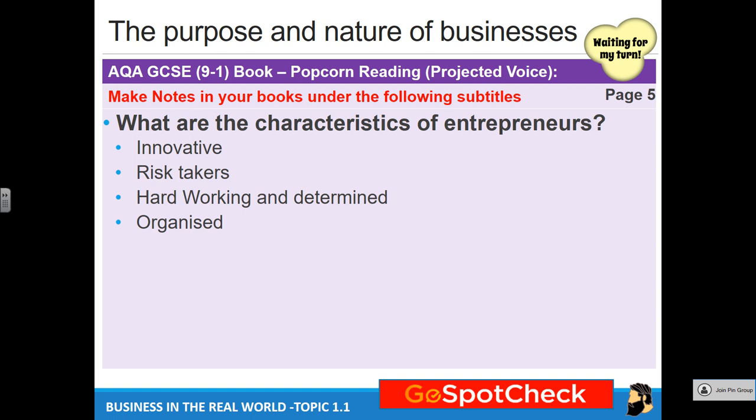Now, hopefully you've been making notes as I was going through these. You need to have these four written down. You will be expected to know these in the exam.